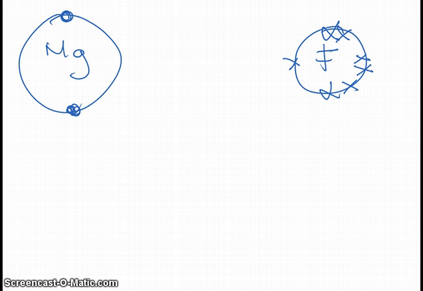So the next example is magnesium fluoride. So we're only looking at outer shell electrons now because you get the idea. So magnesium has an electron arrangement of 2, 8, 2, and fluorine has an electron arrangement of 2, 7. So I've only put outer shell electrons so you can see what's going on. So magnesium is going to lose 2 electrons and fluorine is going to gain 1.